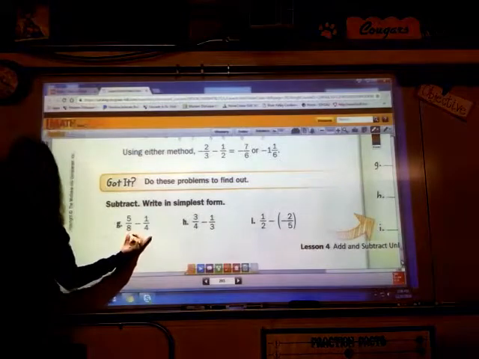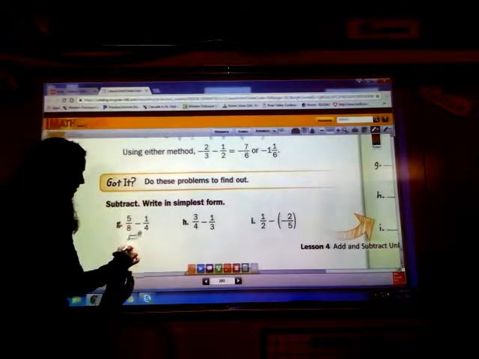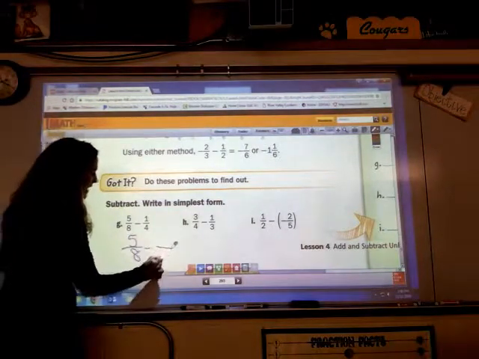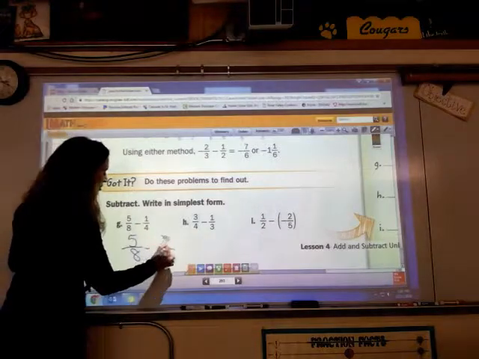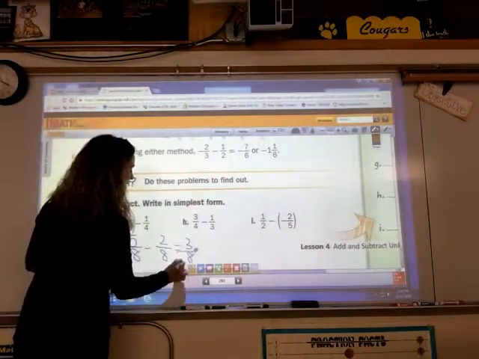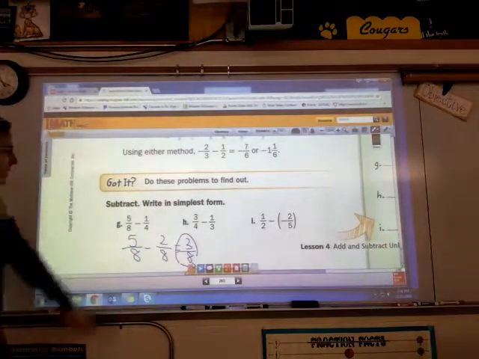Again, you're thinking least common denominator. Looking at these, I know I could keep 8, so I'm going to write 5/8 minus 4 times 2 is 8, so 1 times 2 is 2. 5 minus 2 would give me 3, so my answer is going to be 3/8 in simplest form.